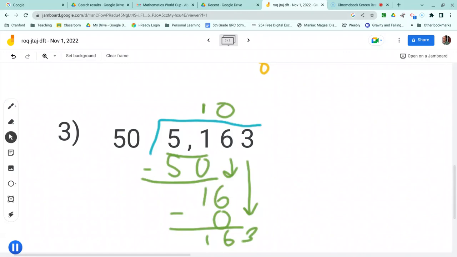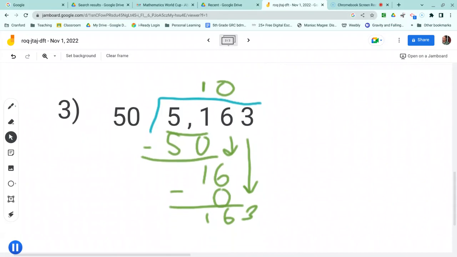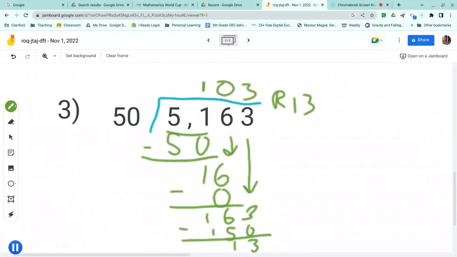So now that we have this, how many times does 50 go into 163? We know that that answer would be 3. 3 times 50 is 150. And we'll have our remainder, 13. Good job. Is 13 less than 50? It is. If you did not get that right, I hope you understand the reason why.